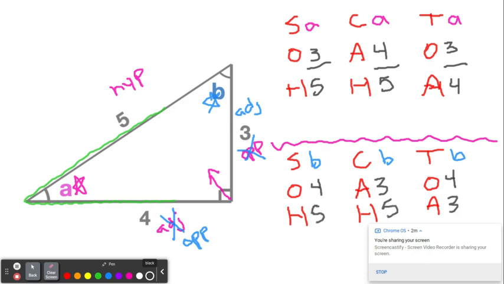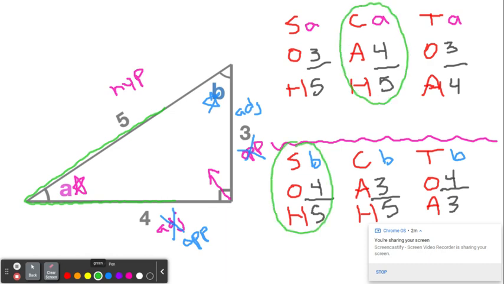So now I'd take a look at my options. I'm looking for the sine of B equals 4 over 5, cosine of B equals 3 over 5, and the tangent of B equals 4 over 3. And we can see again the same relationships that we've already noticed a bunch of times. Sine B is the same as cosine A. They're both 4 over 5.